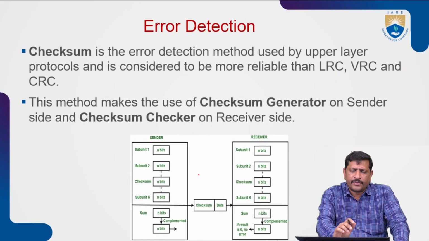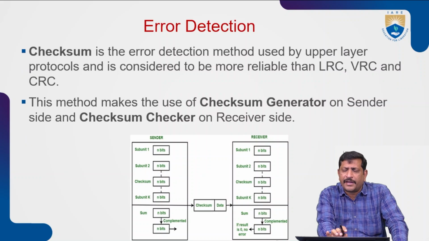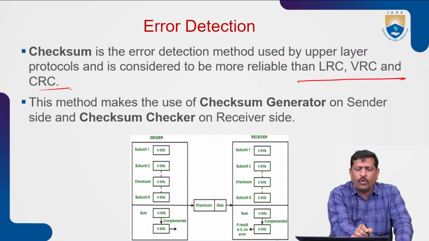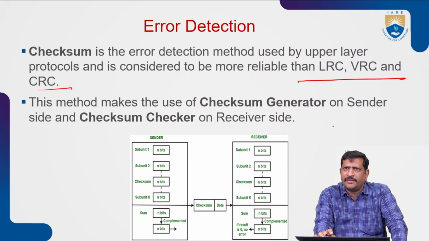The checksum is an error detection method used by the upper layer protocols, and it is considered more reliable than LRC, VRC and CRC. LRC means longitudinal redundancy check, VRC means vertical redundancy check, and CRC means cyclic redundancy check. So the checksum is better than these error detection methods.